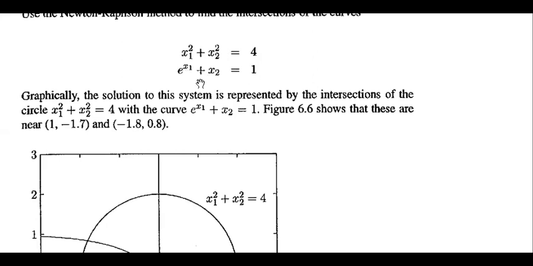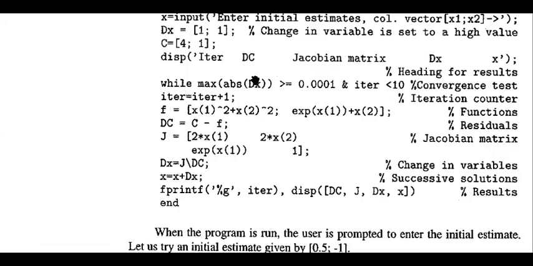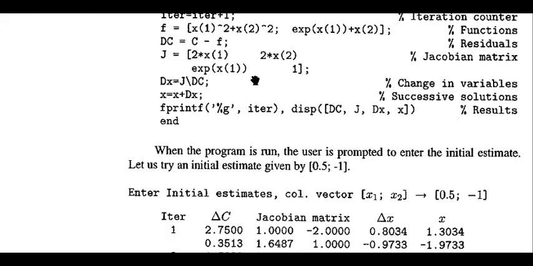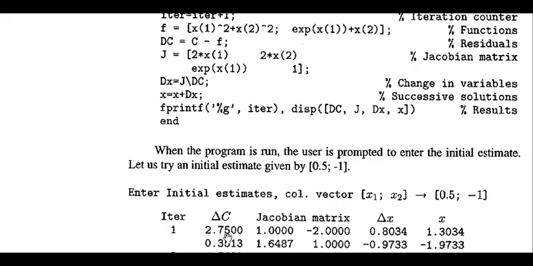Then similarly, find for that equation also. Put the 0.5 for x1 and minus 1 for x2 and subtract that from 1. Let's check whether you have got 0.3513. Yes, so that's correct. 2.75 and 0.3513. That is the del C response.